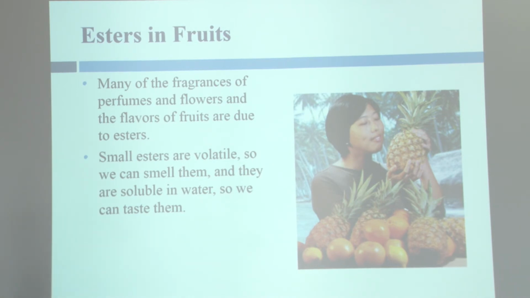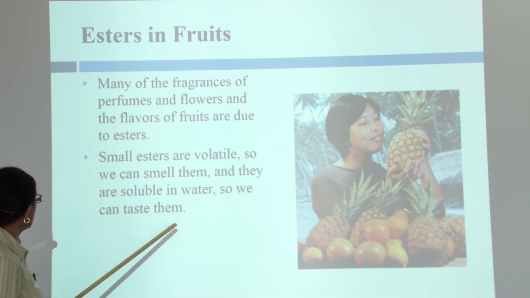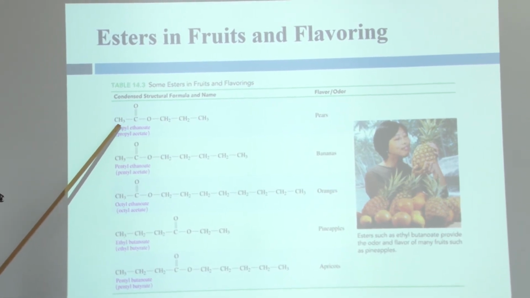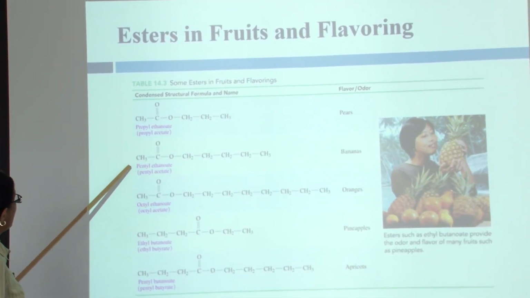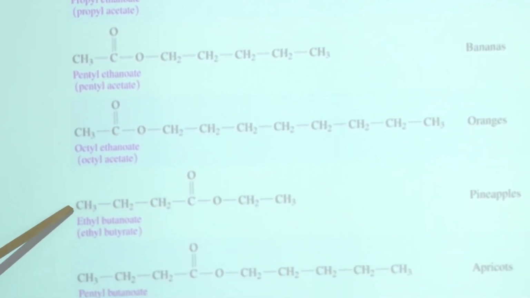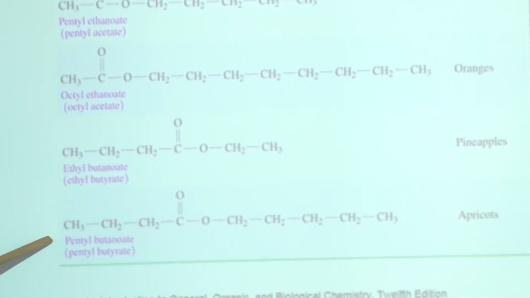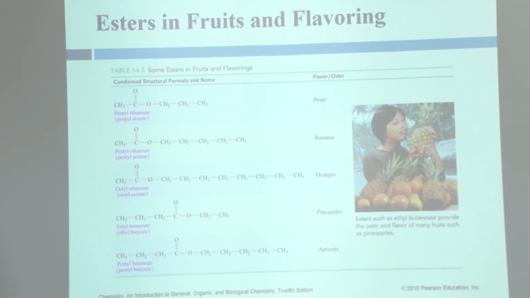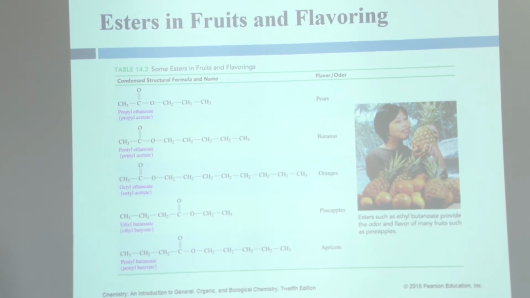Many of the fragrances of perfumes and flowers and flavors of fruits are due to esters. So we can smell them. They are volatile. Volatile means they escape into the atmosphere fast, and they're soluble in water, so we can taste them. So esters in fruits and flavorings: propyl ethanoate, like we just discussed, is found in pears. Pentyl ethanoate, banana flavor. Octyl ethanoate, oranges. Ethyl butanoate, pineapple. Pentyl butanoate, apricot. So these are all esters found in fruits and flavorings.